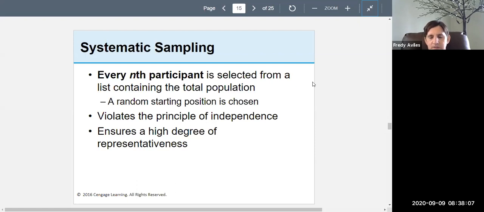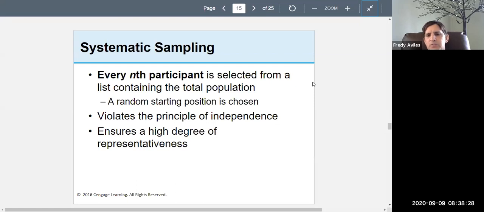Okay, so we're going to start, let's say, let's just choose a number randomly. Okay, 13. Okay, so every 13th participant. So we'll start at number 13, and then we'll count 13, and that's the next person. Another 13, that's the third person, and we do it that way.